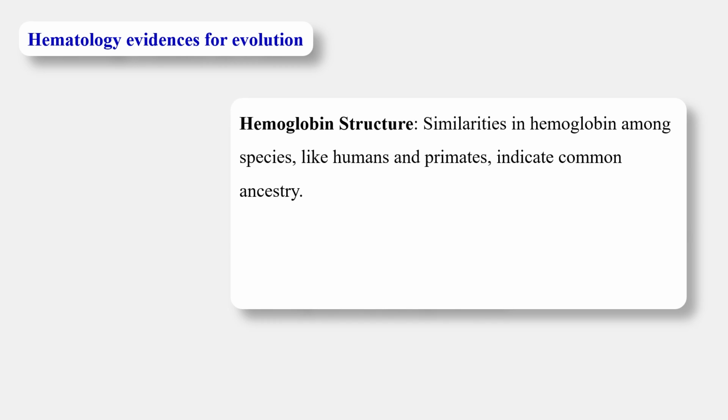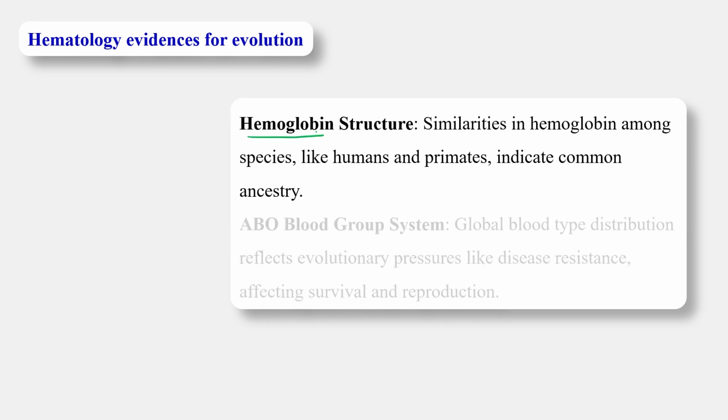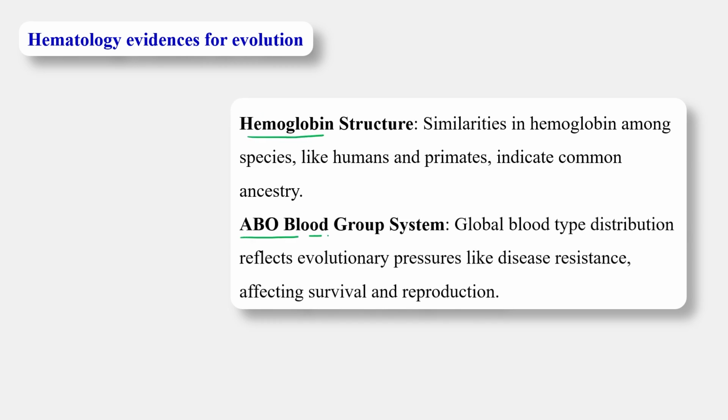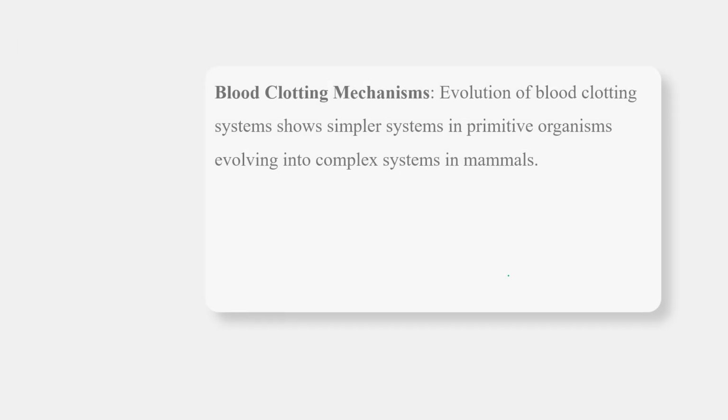Now some other evidence, hematological evidence for evolution, like hemoglobin structure and the ABO blood group system. If you compare the hemoglobin of humans and primates, you can find common ancestry between the two, similarities in hemoglobin among various species. Similarly, for the ABO blood group, global blood type distribution reflects evolutionary pressure, like disease resistance affecting survival and reproduction.